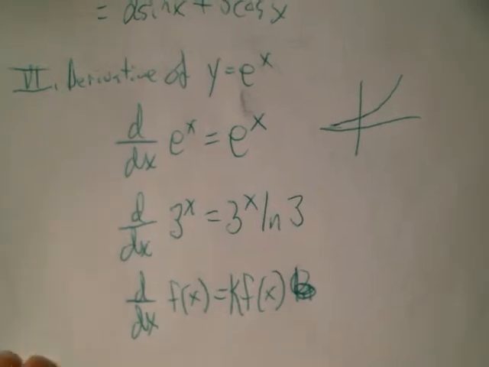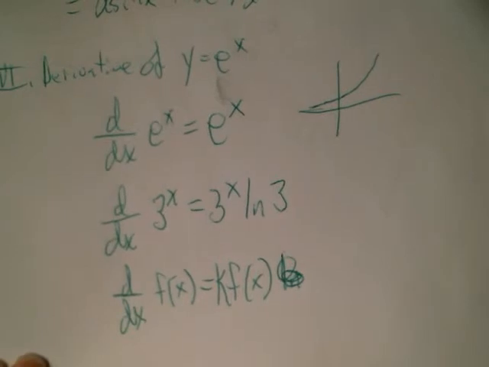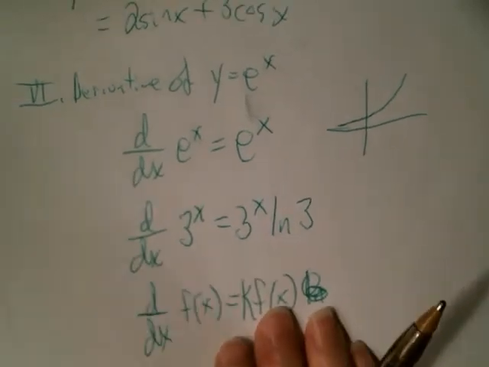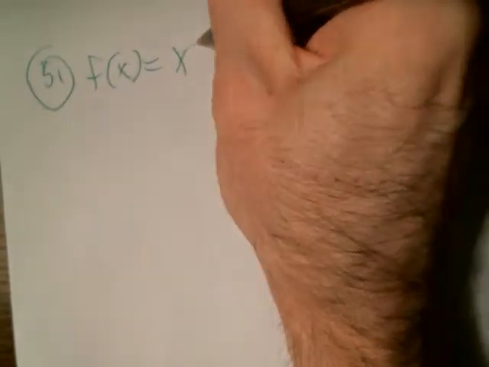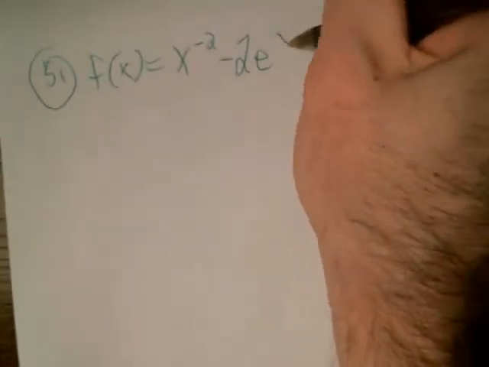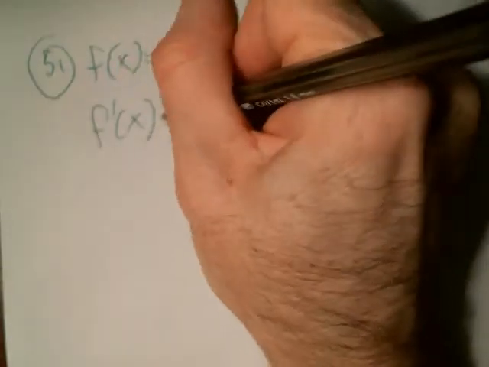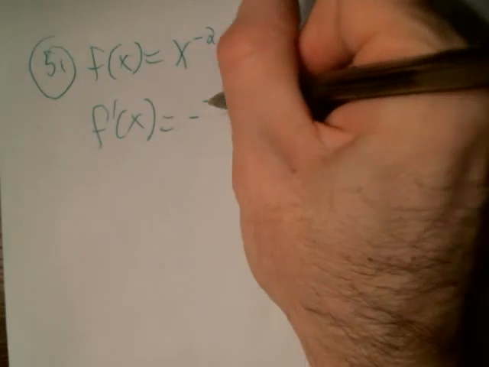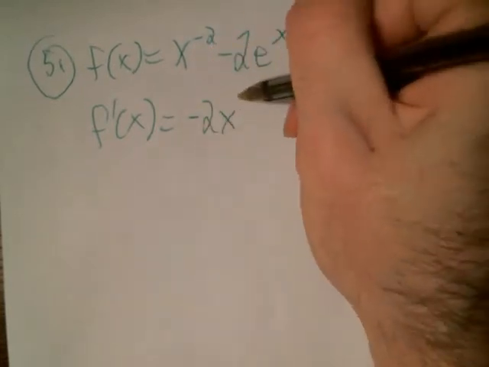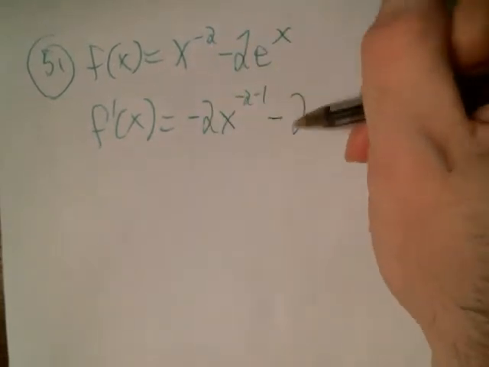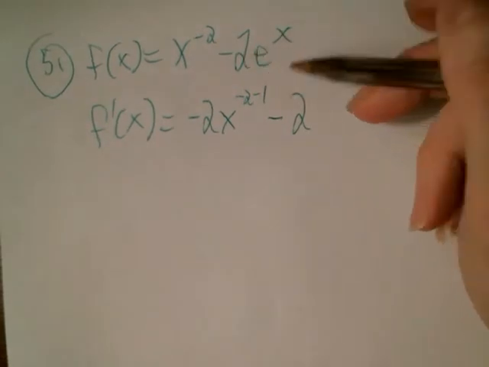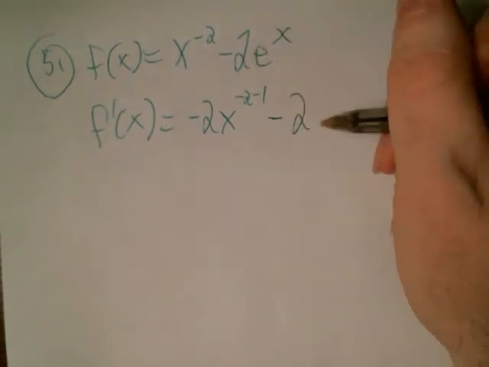Okay, so anyways, there's that thing. I think it's a very important derivative. Let's see an example of taking its derivative. Number 51. F of x equals x to the negative 2 minus 2e to the x. So let's take the derivative, f prime of x. Bring down the old exponent, so negative 2x to the negative 2 minus 1. Minus 2, so using the constant multiple rule, leave minus 2 alone. The derivative of e to the x is just e to the x.